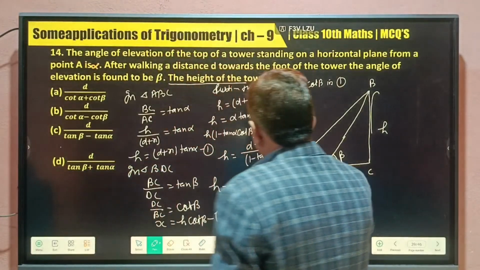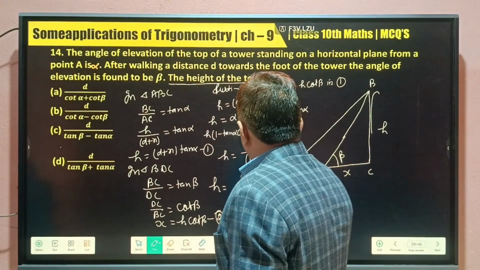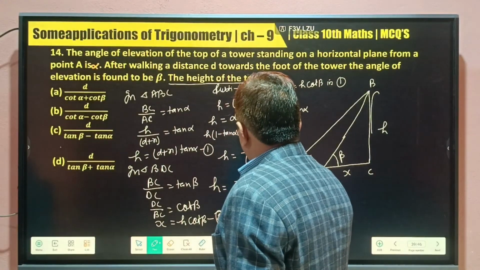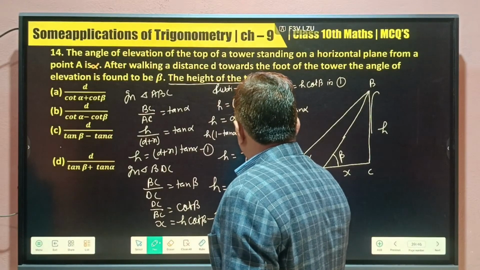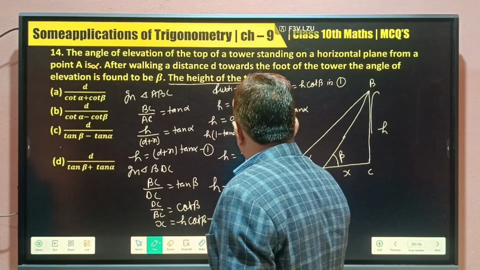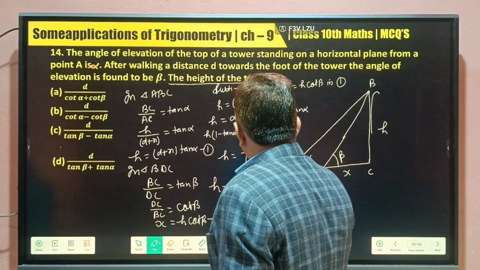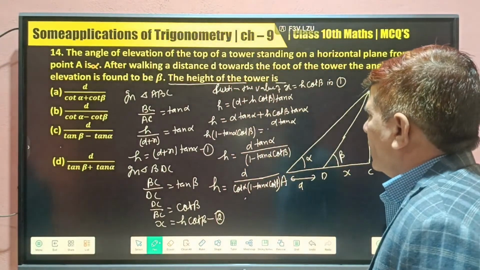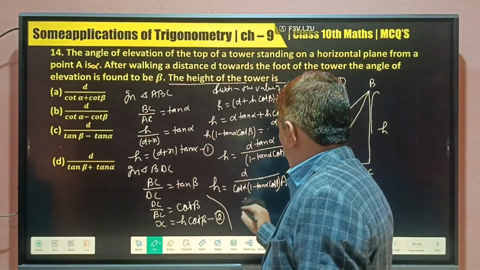So how can we write this? We can write D by cot alpha minus 1 minus tan alpha cot beta. In this way we can write. Yes or no?